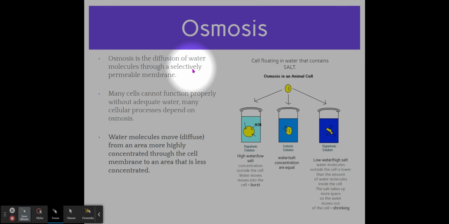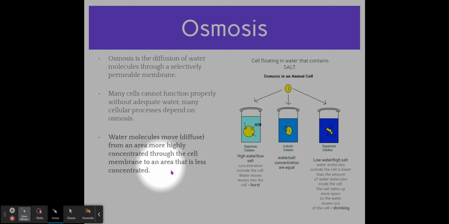Osmosis. You need to write this right here. Osmosis is the diffusion of water molecules through a selectively permeable membrane. And then you need to write down here, water molecules move or diffuse from areas of high concentration to areas of less concentration. Many cells cannot function properly without adequate water. We need it for a lot of cellular processes. You don't have to write that bullet, but you do need to write the first and the third.